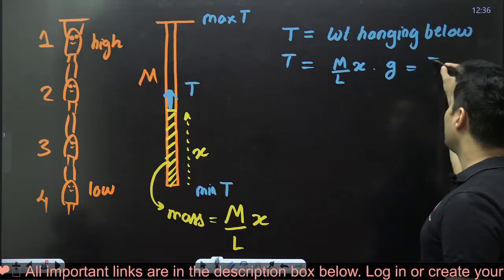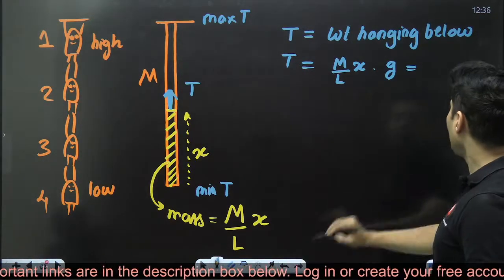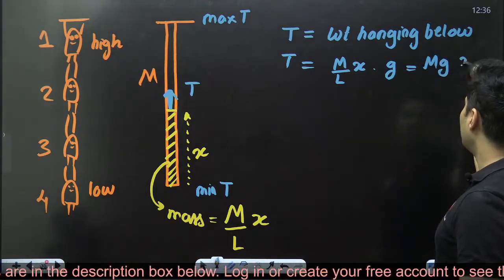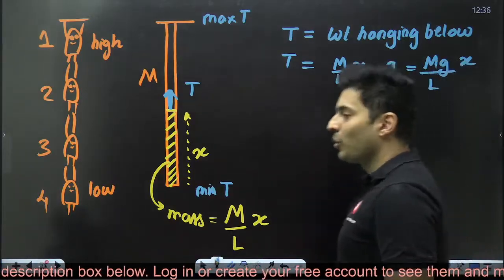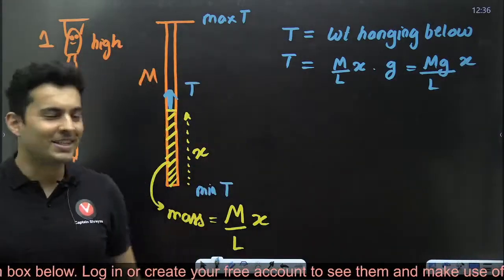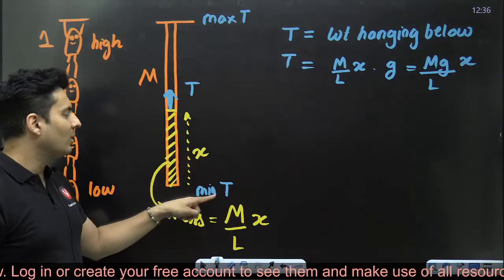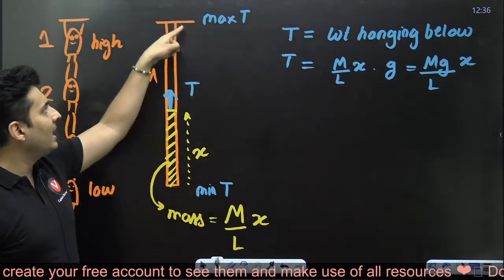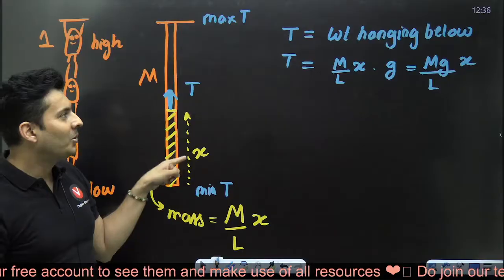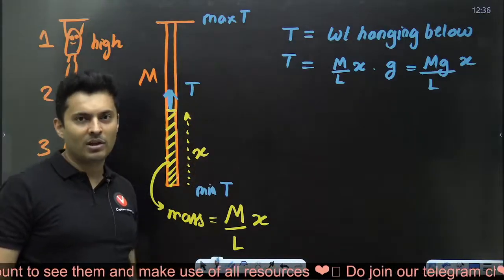So basically the tension is mg x divided by L. As x changes, tension also changes. If x is 0, tension is 0, minimum tension. If x is L, then tension is maximum. It will have to support the entire weight of the rod.